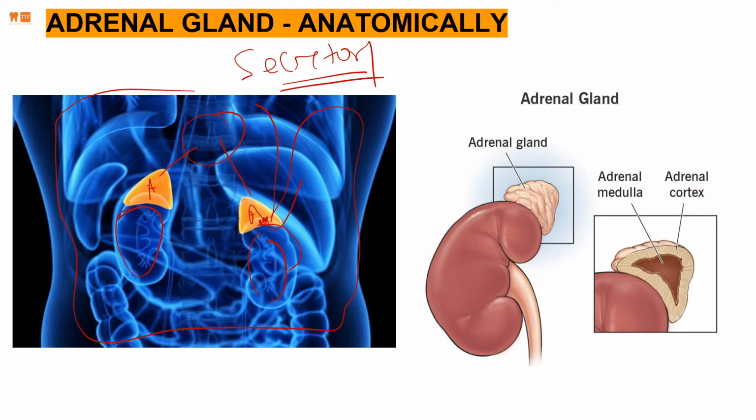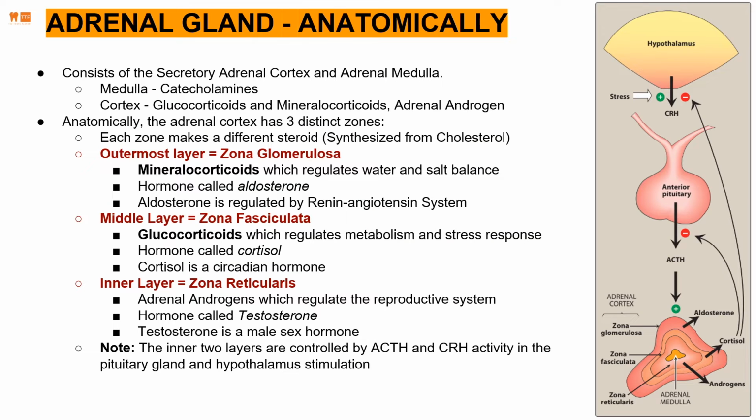Everything is associated, but by vessels, not nerves. It's a secretory hormone gland. The adrenal gland, located on the superior surface of the kidney, has three layers. This pink section is the capsule, followed by this yellow section in this diagram as the cortex, and lastly the medulla. It consists of secretory adrenal cortex and medulla.